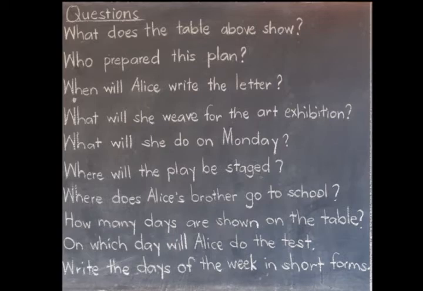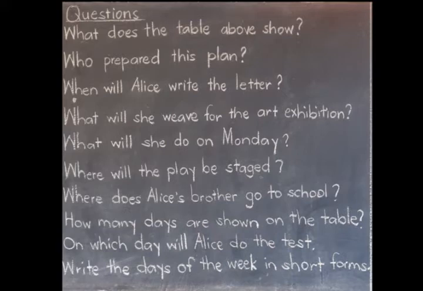Where does Alice's brother go to school? Still where calls for a place. They have shown us in the diary, in the plan, that Alice will visit her brother at Buddo Secondary School. So where does Alice's brother go to school? Present simple tense. Does changes go to goes. So we shall say, Alice's brother goes to Buddo Secondary School.